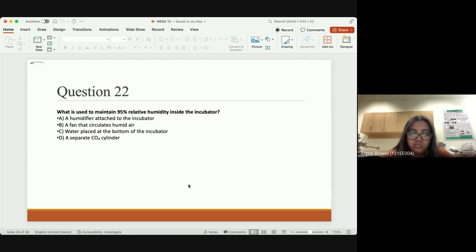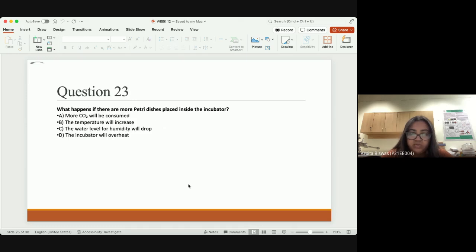What is used to maintain the 95% relative humidity inside the incubator? First option is the humidifier attached to the incubator. Second is a fan that circulates the humid air. Option C is the water placed at the bottom of the incubator. And option D is a separate CO2 cylinder. So the right option is option C, the water placed at the bottom of the incubator.